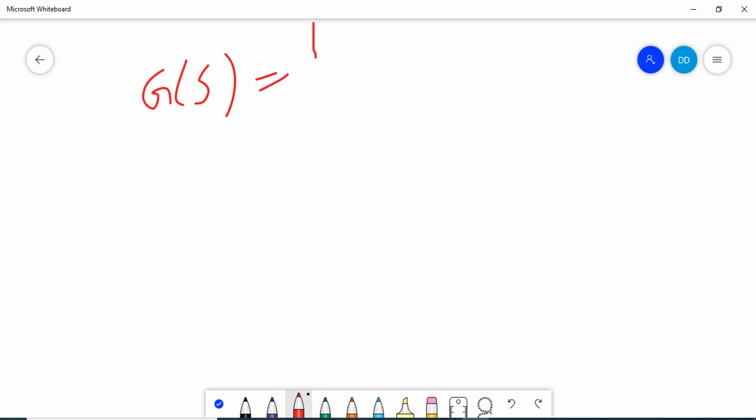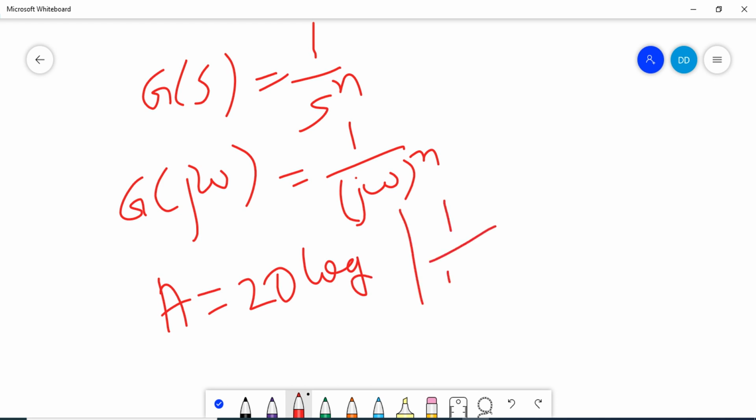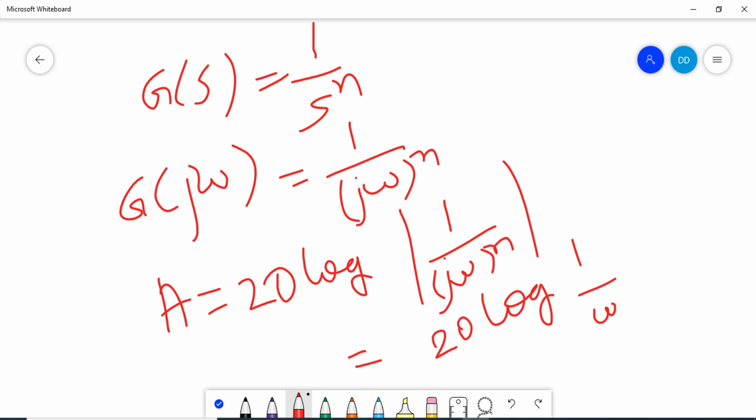Let G(s) = 1/s^n, where n is the number of poles at the origin. So we can replace it as G(jω) = 1/(jω)^n. So what happens to the magnitude? A = 20 log |1/(jω)^n|. We have to consider only the magnitude. So it becomes 20 log 1/ω^n, or minus n into 20 log ω.